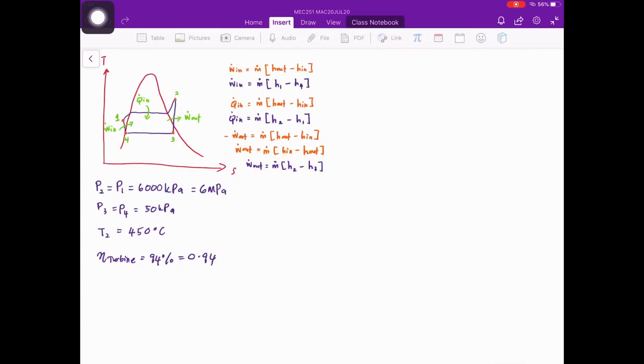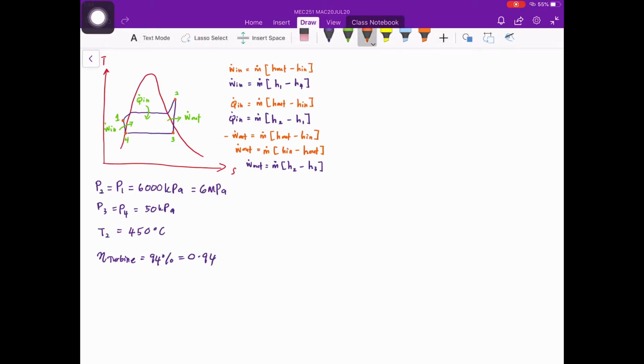So we are going to list out all the information given to us by referring to our TS diagram. So the boiler pressure is representing the pressure at state 2 and state 1, and the condenser pressure is representing the state 3 and state 4. The temperature given at the turbine entrance is 450 degrees Celsius, representing the temperature at state 2. And also given to us is the isentropic efficiency for the turbine, 94%, which is equal to 0.94.